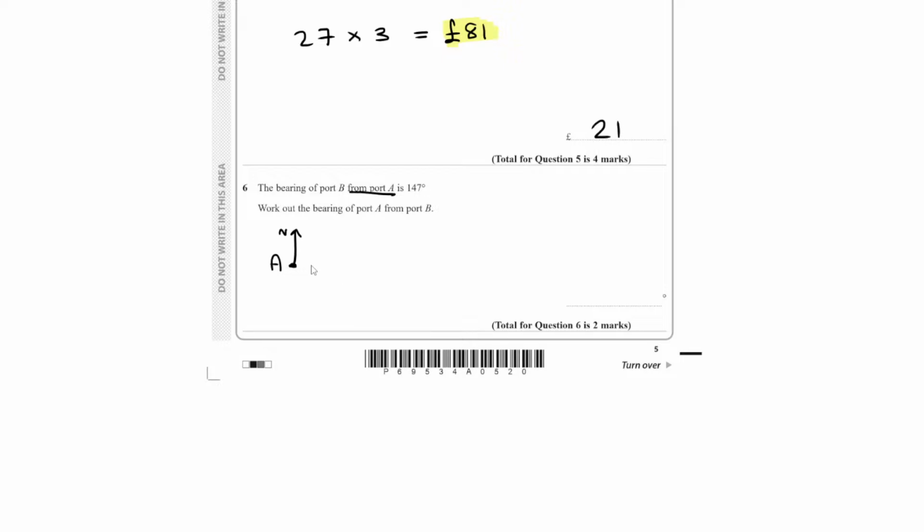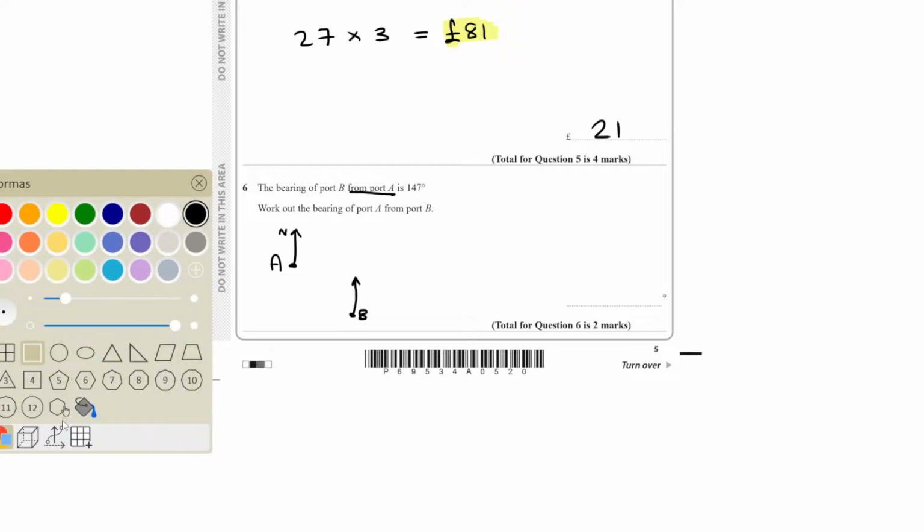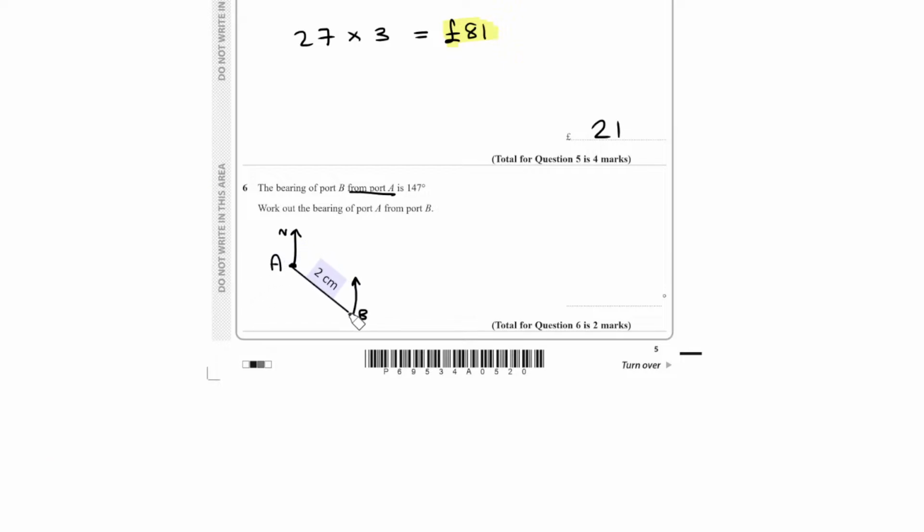And then to B, so that would be 147, which, it doesn't have to be accurate, but let's say that's just there. Therefore, that's the north line for B. Obviously, draw a line between them. It can just be a quick sketch, you don't have to spend this much time on it. So the bearing of port B from A is this measurement here. That is 147, first of all.